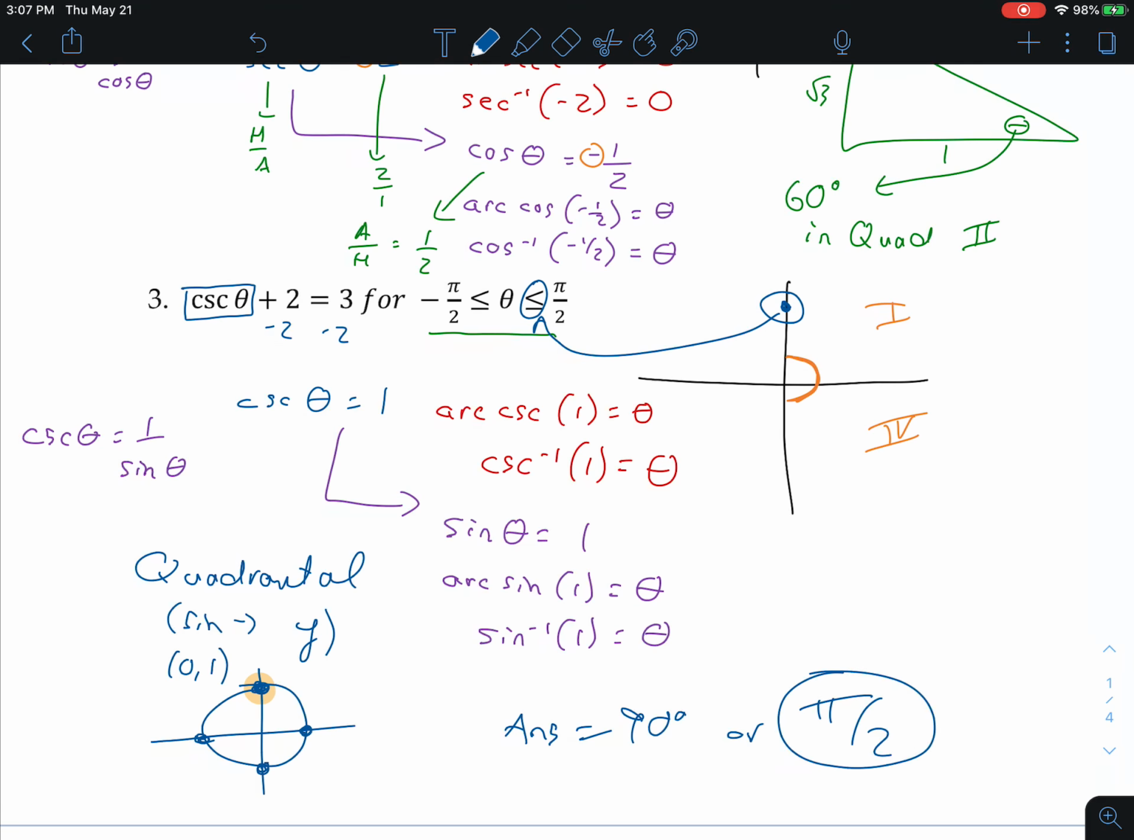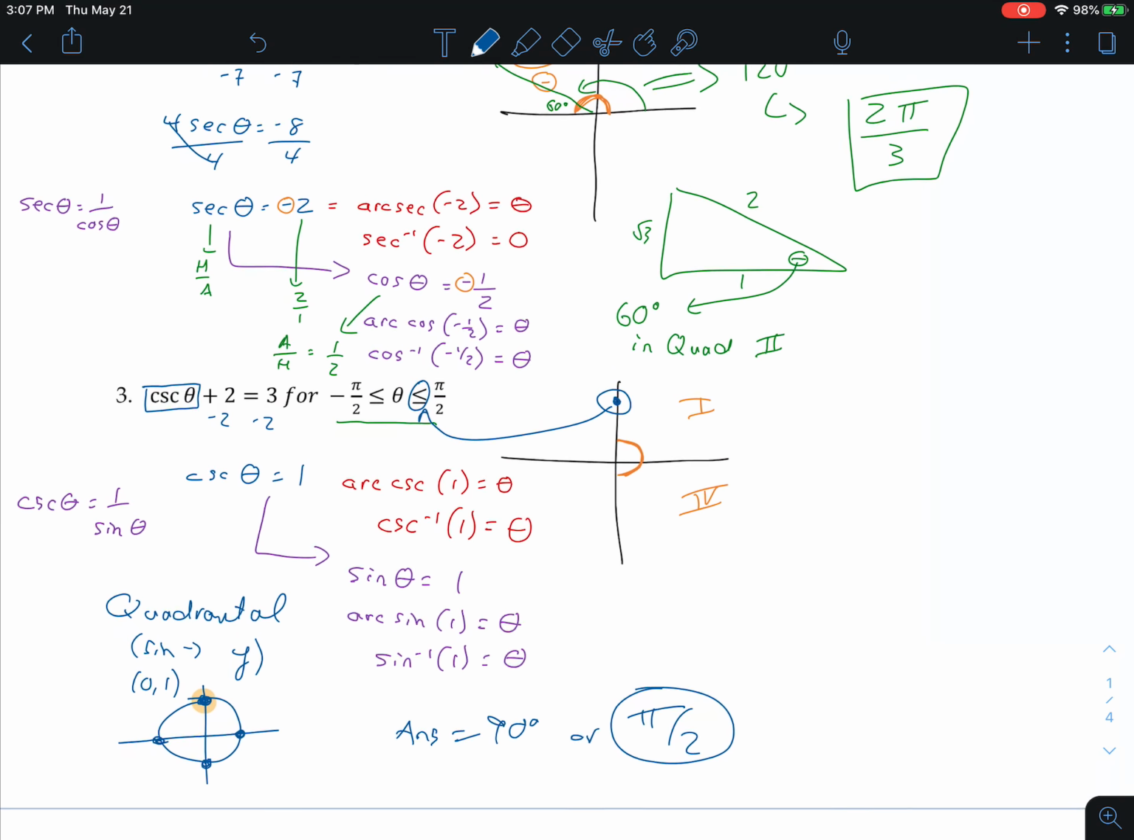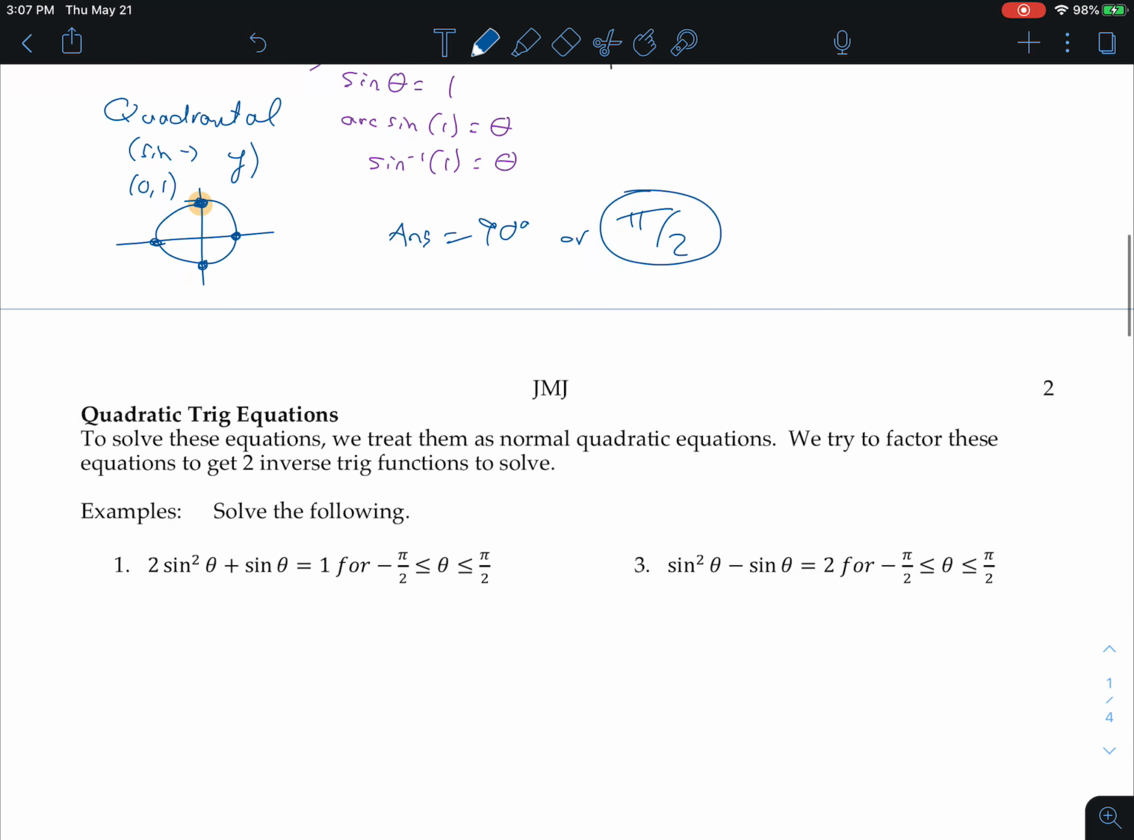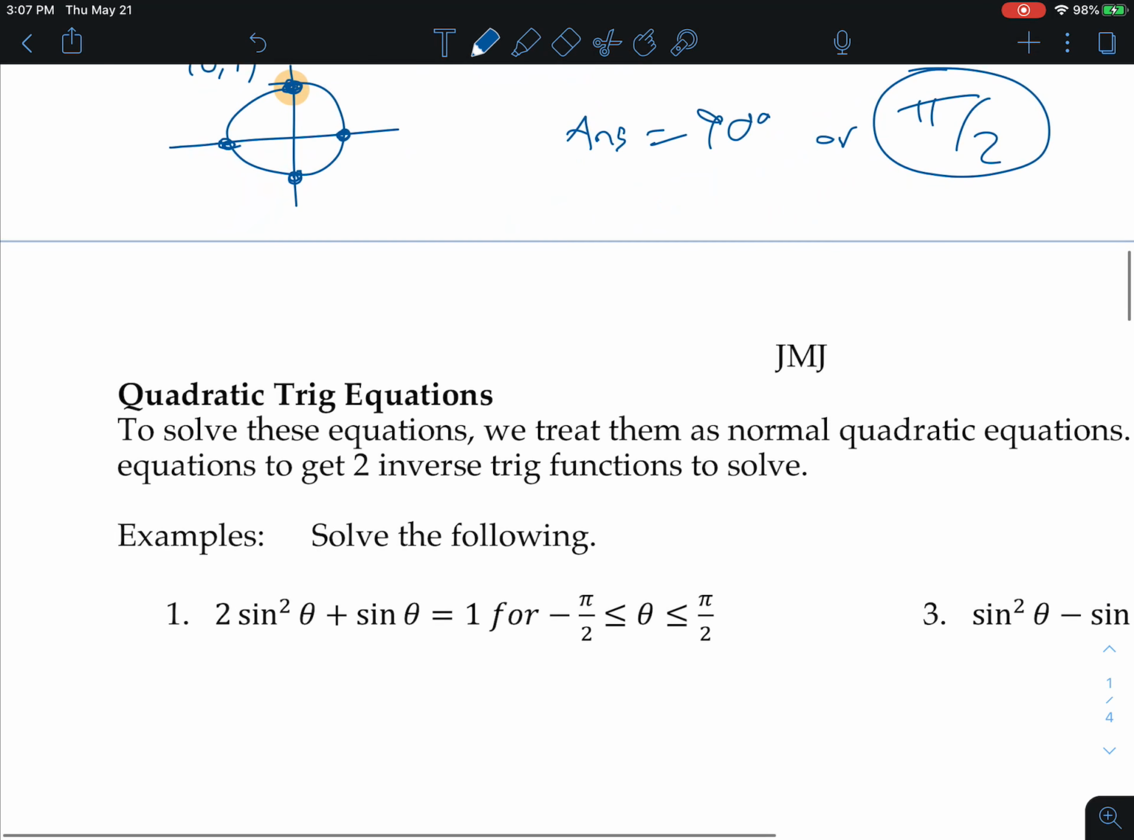There's my answer. Okay, so hopefully that was a nice review of the last couple classes. We did a little bit of quadrantals. We kind of viewed our reference angles in the second one. We looked at the stuff we did last class in all three of these, and our inverses are still pretty new to us. Okay, so now let's start to look at our quadratic trig equations.